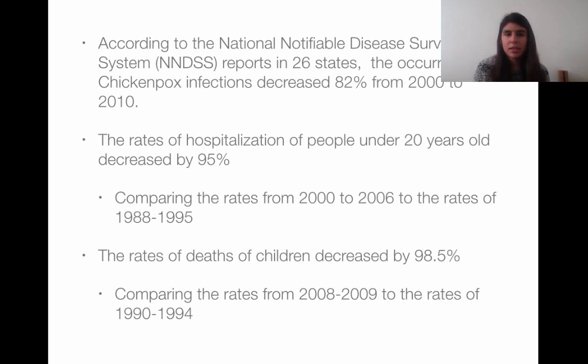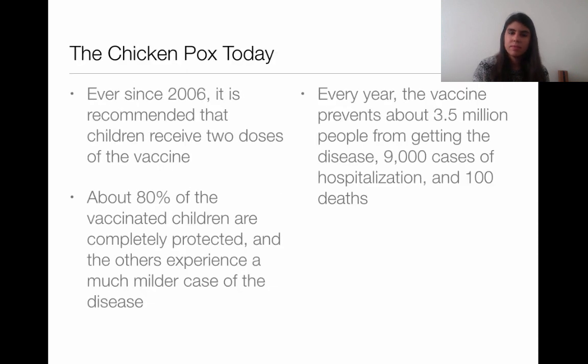And then also they did a study of the rates of death that occurred before the vaccine and after the vaccine. And they found that this has decreased by 98.5%. And these are comparing rates from 1990 to 1994, and then the rates of 2008 to 2009. So the vaccine has really made an impact in preventing this disease and saving many people's lives.